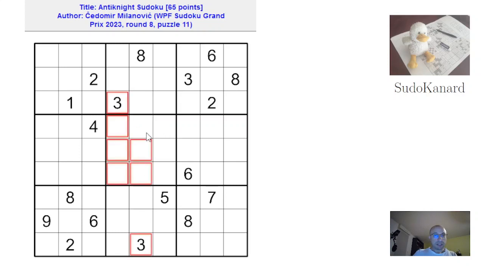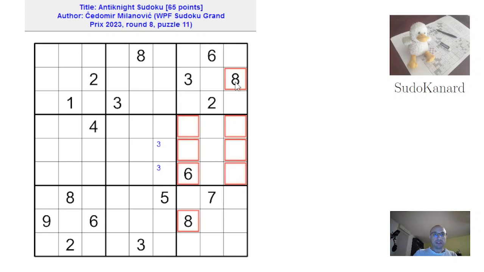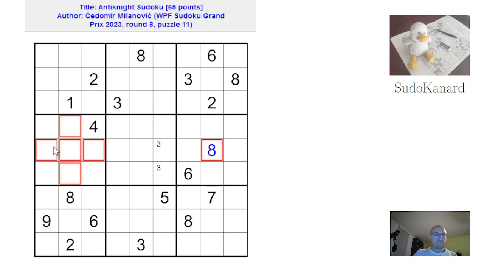So 3 does not appear in those cells, and using the knight's move, it's not here. I will use Snyder notation, which means that in this area, 3 can only be in those two cells. Now 8 is very restrained because the knight's move forbids those two cells, so this is an 8. And then we have 8 here, 8 there, and 3 cells remain.